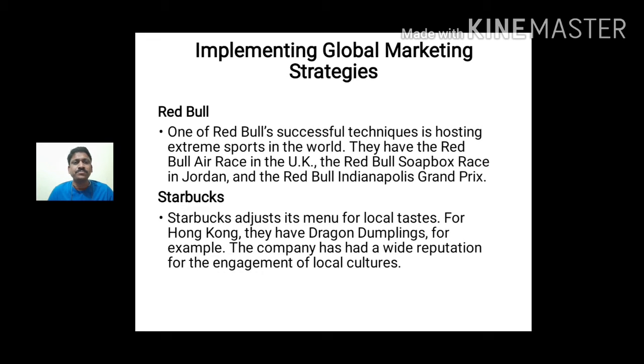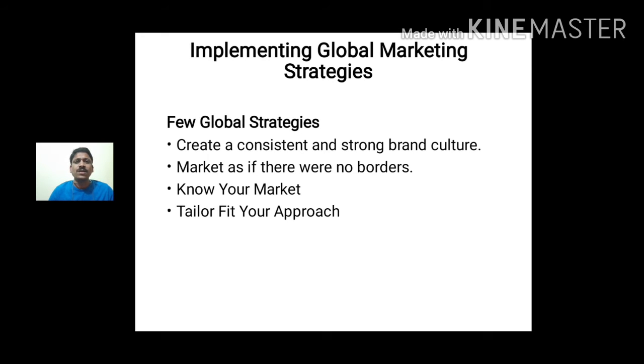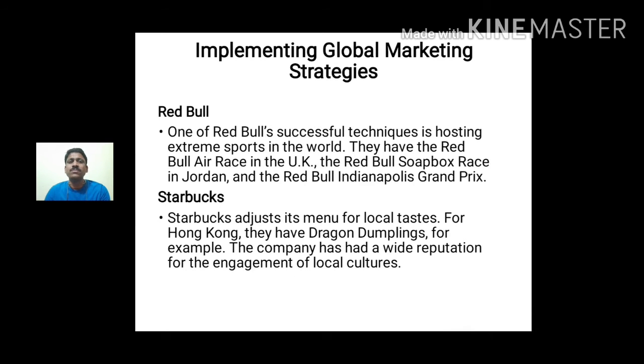And Starbucks adjusts its menu for local tastes. For Hong Kong, they have dragon dumplings, for example. The company has a wide reputation for engagement with local cultures. That is their strategy. As we have discussed in the previous PPT, the strategy can be to market as if there were no borders, or the strategy can be to tailor fit your approach. So if you observe the examples here, it is clear that Red Bull follows as if there were no borders. Starbucks follows know your culture. That is why they make the tastes according to the preferences of the local cultures.